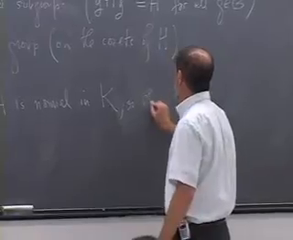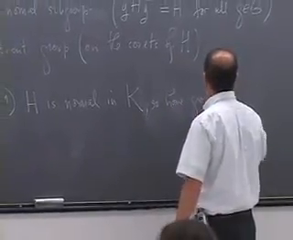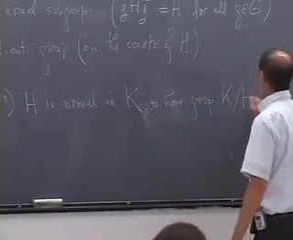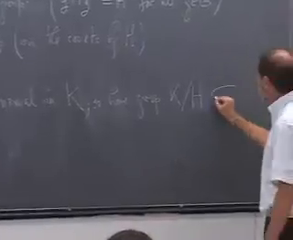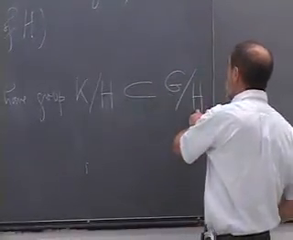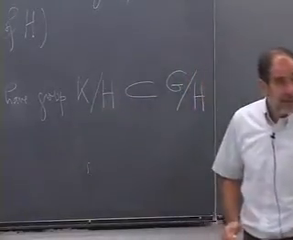So we have the group K mod H, which can be thought of as a subset of G mod H. These are precisely the H cosets that contain elements in K.